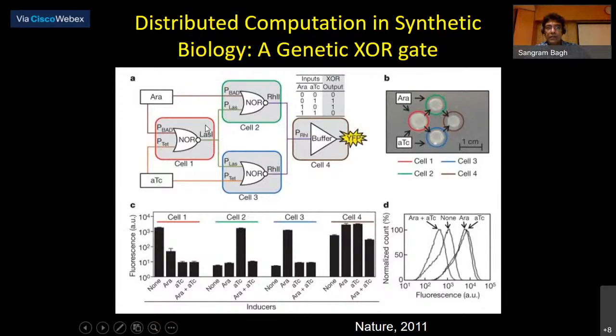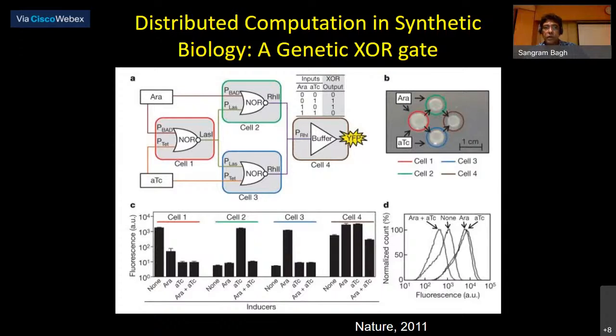a protein, and that protein is going to produce a metabolite or a quorum sensing molecule. That quorum sensing molecule is then fed to the other two cells, which take it as an input, process the information, and produce another quorum sensing molecule, which is taken by cell four. Cell four is going to give you a reporter protein or whatever.